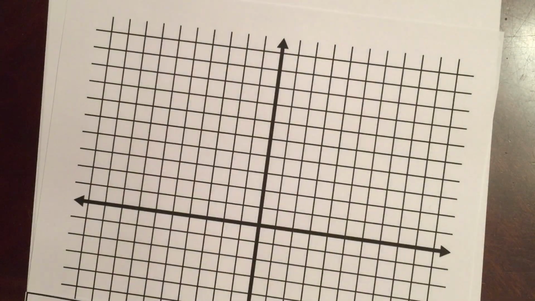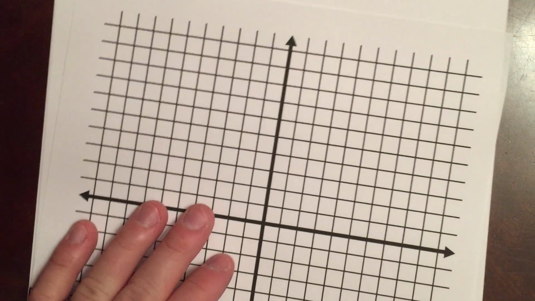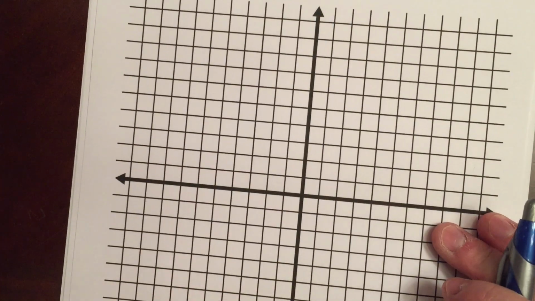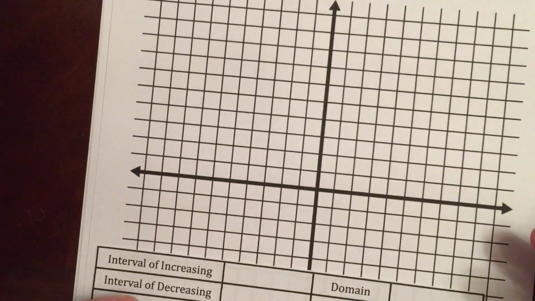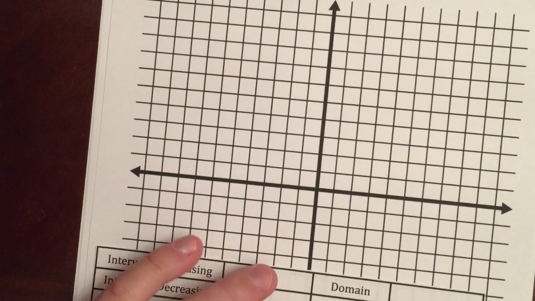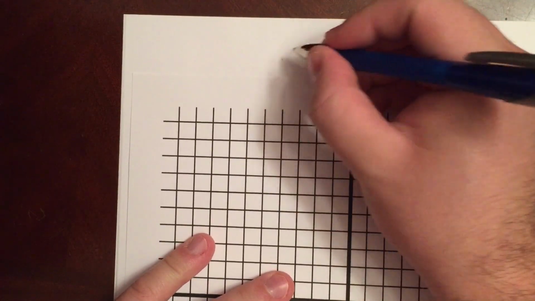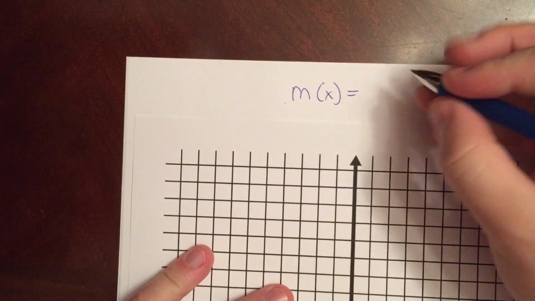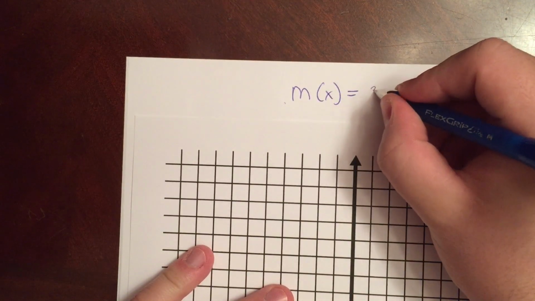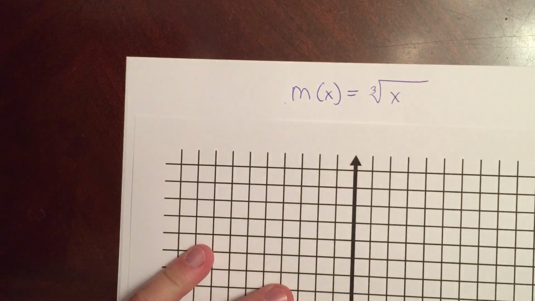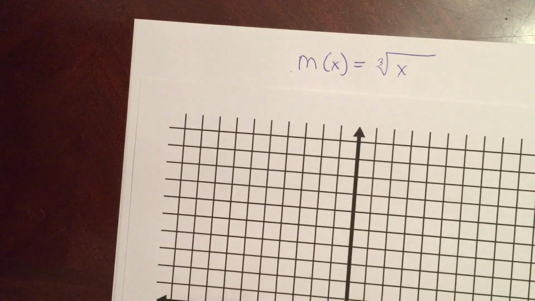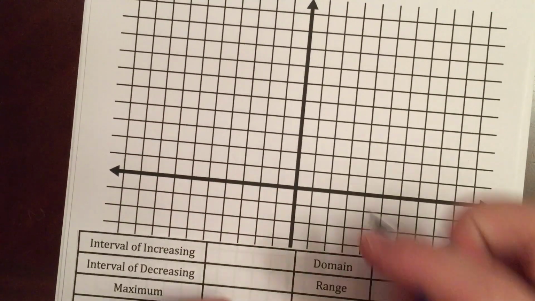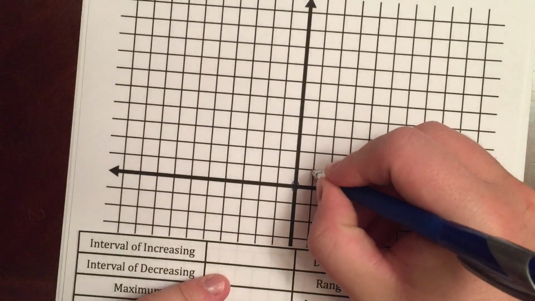All right, we are going to analyze the cube root function. First, we're going to graph it, then we're going to analyze key features of the cube root function. Okay, so I'm picking the cube root function, which we're going to call m of x equals the cube root of x.